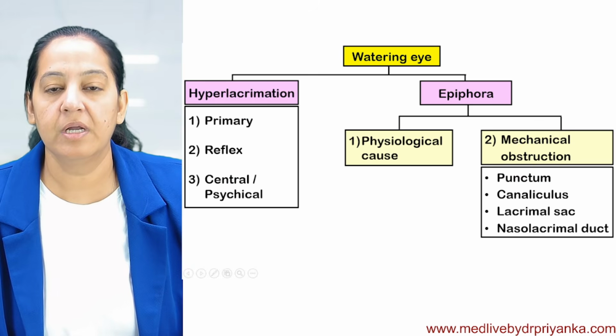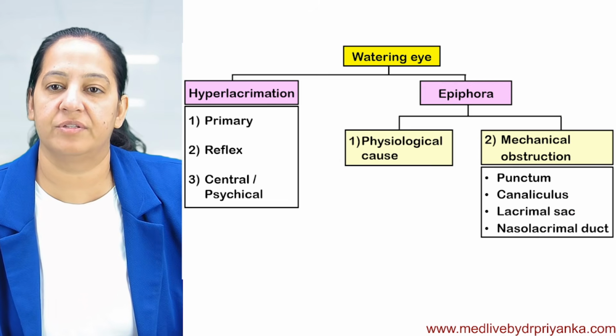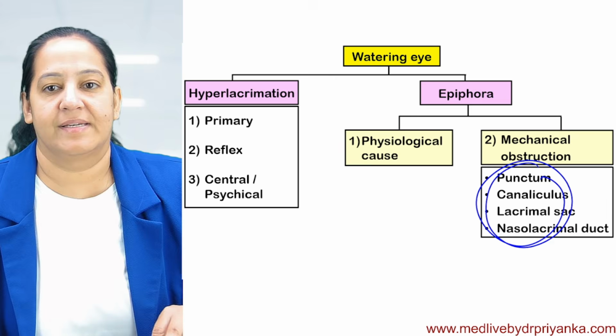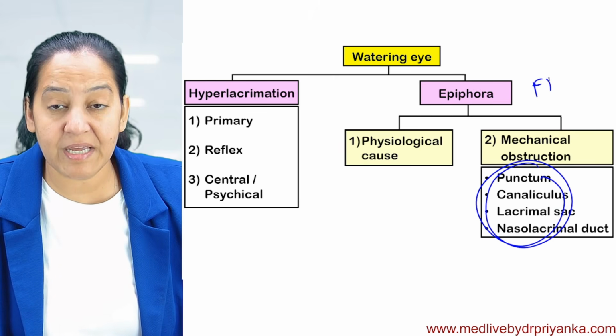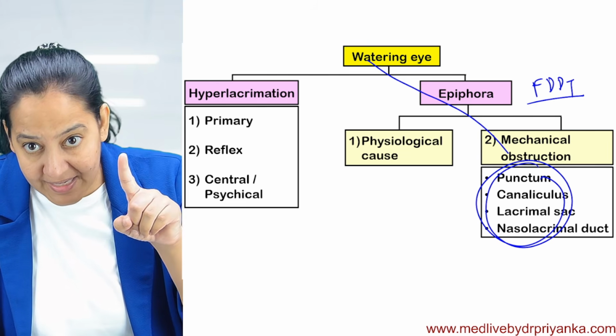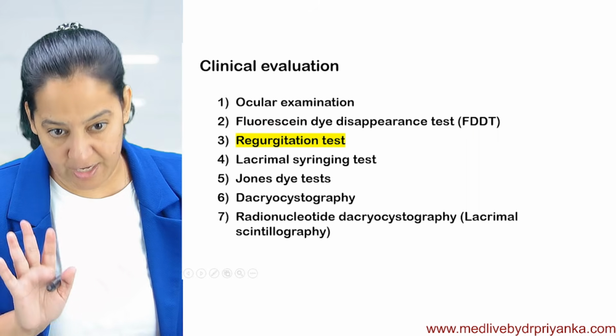So that's the interpretation. It is indicating there is a problem, inadequate drainage. There is obstruction at one of the levels, but which level, we don't know. So this test, the fluorescent dye disappearance test, is indicating the cause of watering eye is epiphora, but at which level we are not sure. I hope you got it.